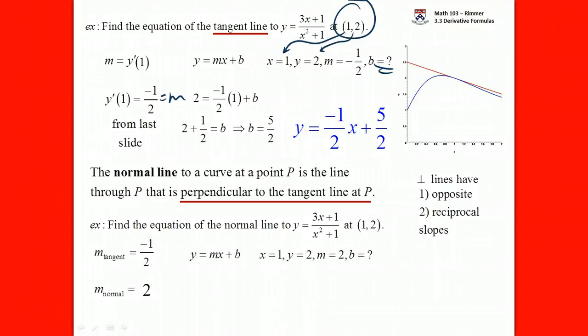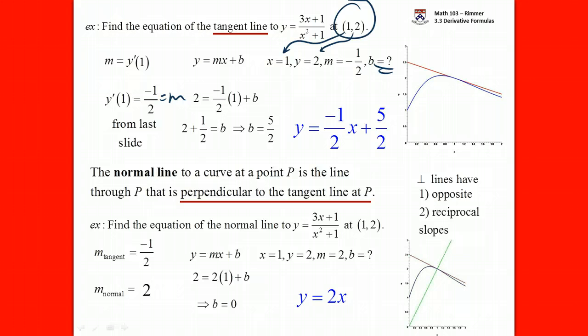And so what is that? 2 equals 2 plus b. I guess b is 0 then. Yeah, b is 0. So the normal line, and it ends up going through the origin, is y equals 2x. And here's both of them drawn on the same graph. So if anybody ever asks something about a normal line to a curve, they mean a line that's perpendicular to the tangent line at the point of tangency. Okay? Questions on that?